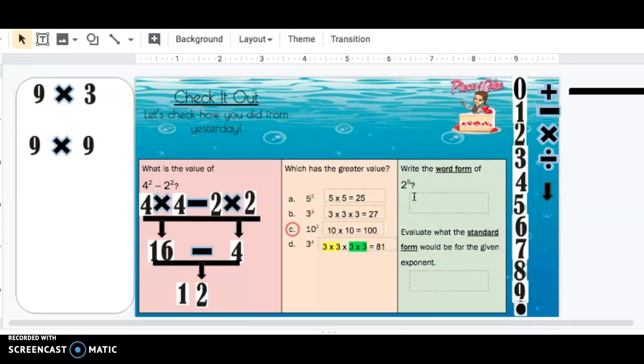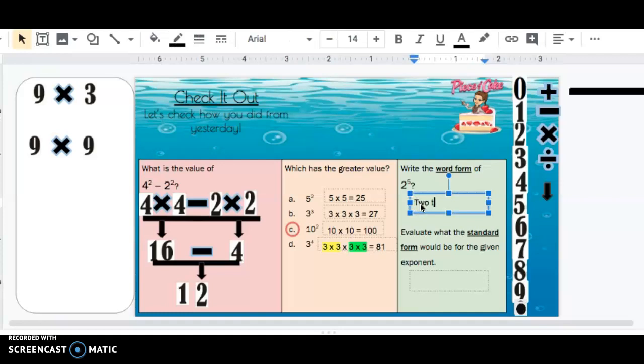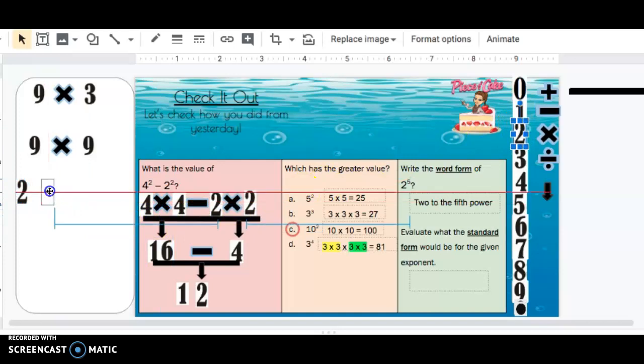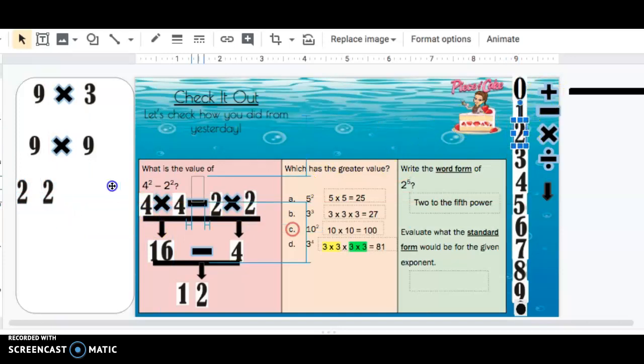So if you listen, I say 2 to the 5th power. So that's all I'm typing in this box is 2 to the 5th power. Okay. Evaluate what the standard form would be for the given exponent. So 2 to the 5th power tells me that I'm repeatedly multiplying 2 five times. So I need to drag 5 2's over here, and I know I'm going to be multiplying them by each other. So I'm going to have a multiplication symbol in between each one of them.